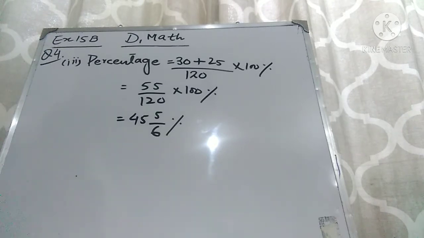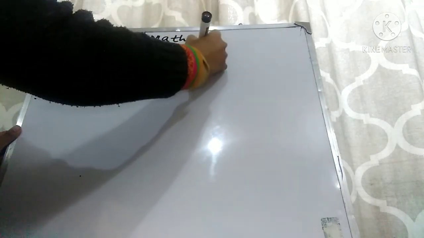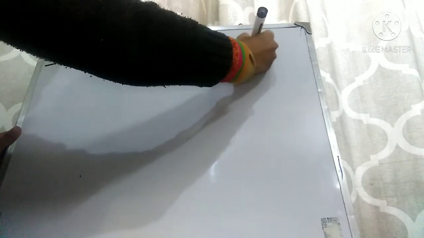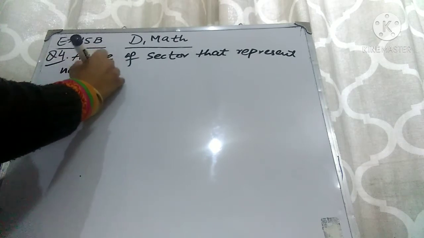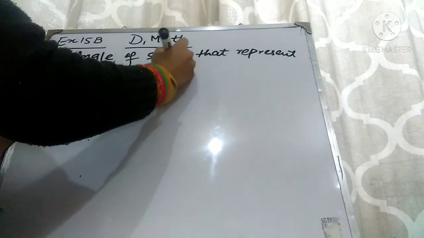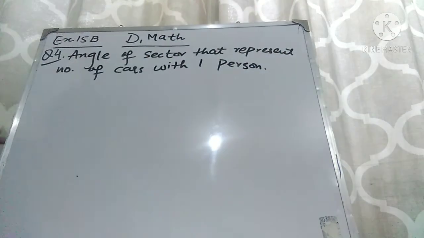So here I am going to do the last part. Okay, so we'll find out the angle of sector of every car with all the people. So first we'll find out here, this is how you write angle of sector that represents number of cars with one person. So see that in the bar graph, where it's 1, the bar goes to 20. It means that the cars are 20.